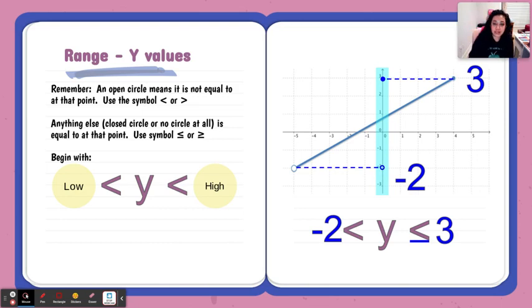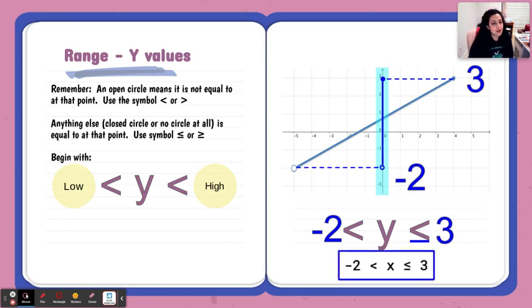And so my range in this case, remember low to high, is any number between -2 and 3, not including -2, because it does not equal -2. I had to go back and fix one more thing. I don't know if you caught the mistake, but the range is -2 is less than y is less than or equal to 3.